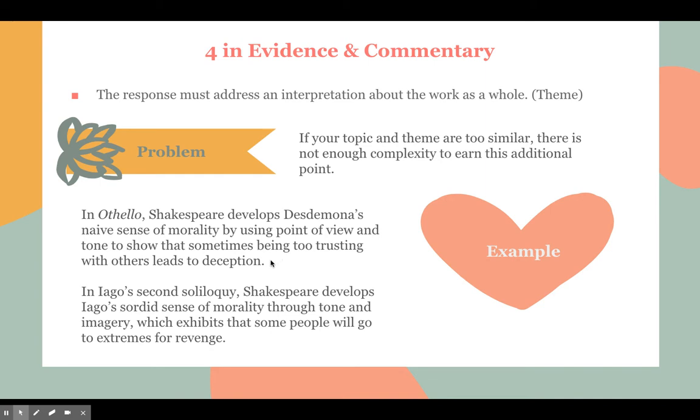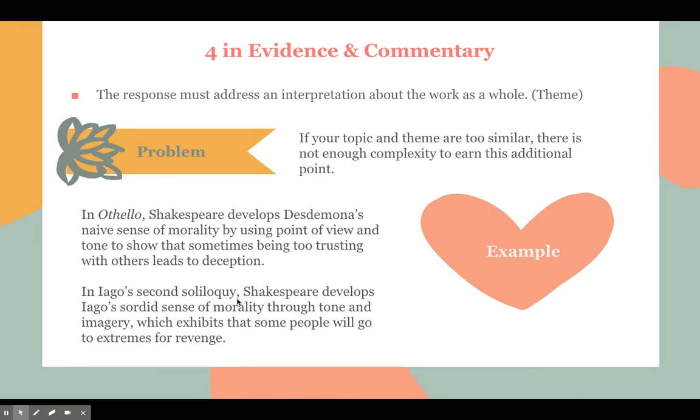So, this could end up being an excellent essay, but here's a problem it could run into. So, we're talking about Desdemona being naive. And then our theme is being too trusting leads to deception. Well, if you've noticed, being naive is being too trusting. And so it's kind of difficult to write about 2 distinct things here because we're talking about her being naive. We're talking about being too trusting, and it's basically the same thing. So with that in mind, let's look at this next one.